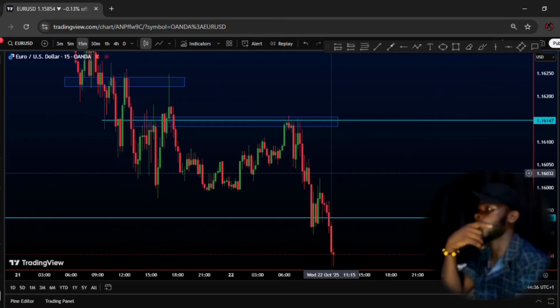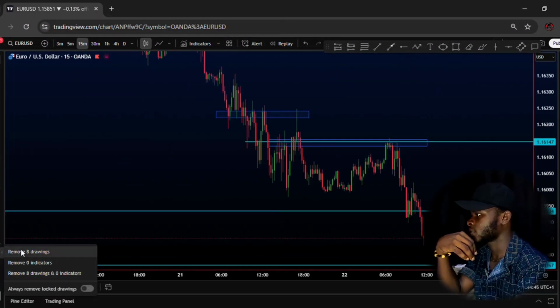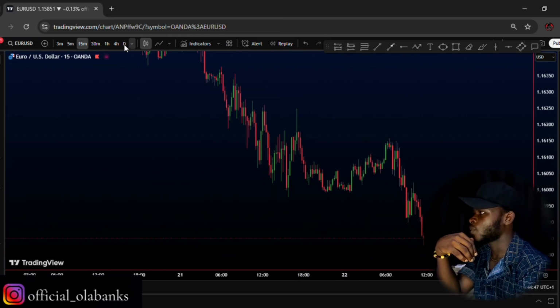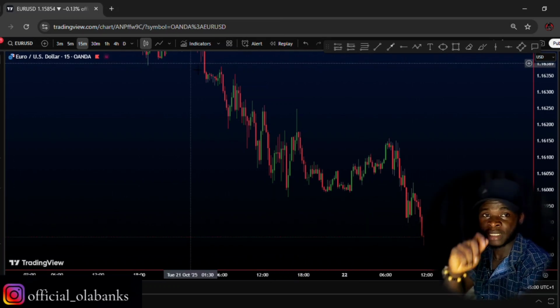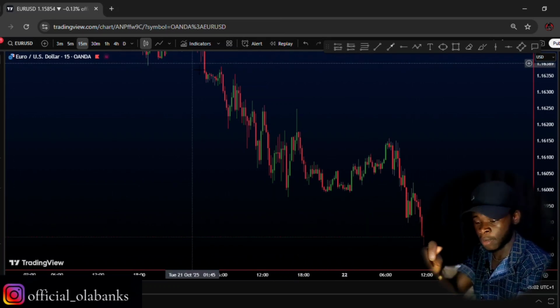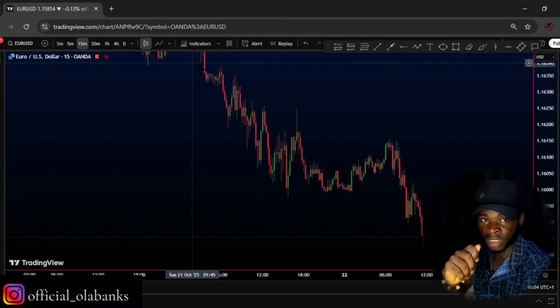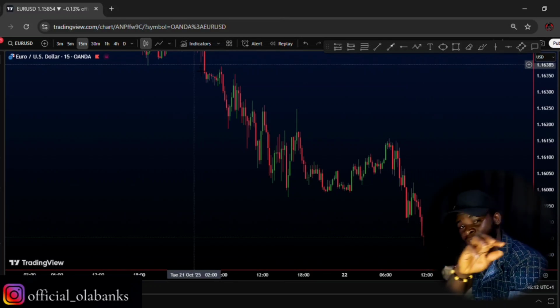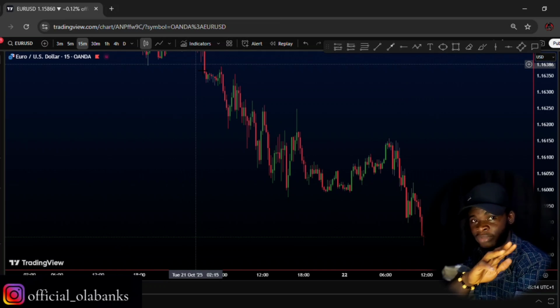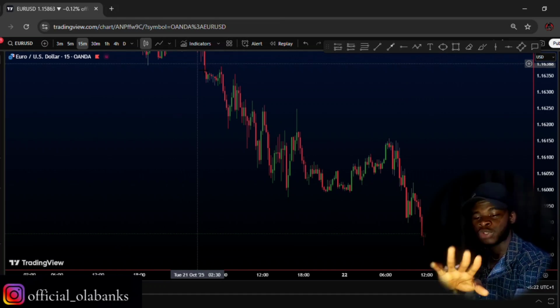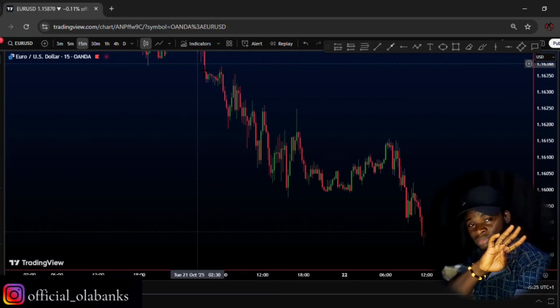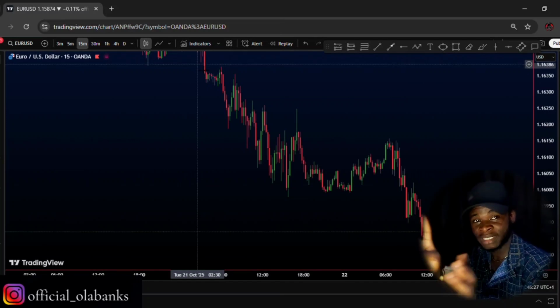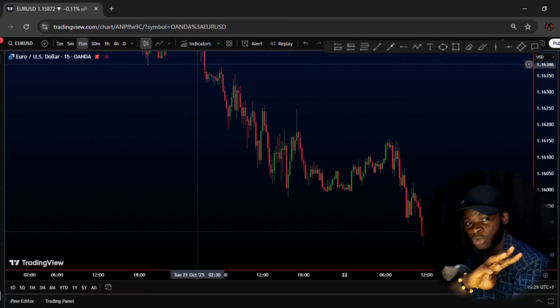This is my chart here now. I would love to clear the chart, remove everything. So one thing you have to keep in mind about this strategy is that it is a rule-based strategy. If you can follow the rule and apply everything just like I said, you will definitely make money. We have just five things basically, very, very simple things for you to follow.